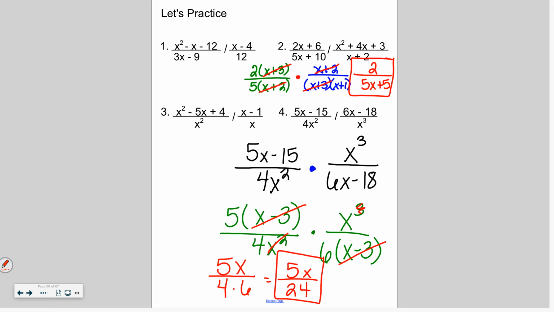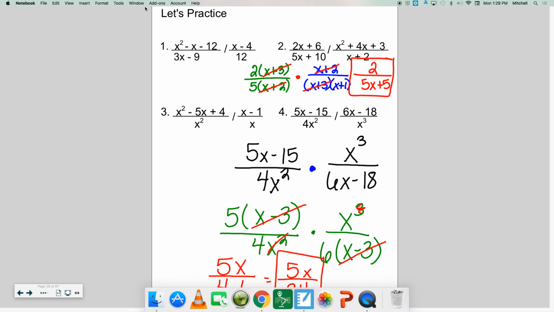So you're doing the same thing that you did with multiplication. The only difference is with the division, you have to just flip that second fraction. Okay? So practice this. If you have any questions, please let me know.